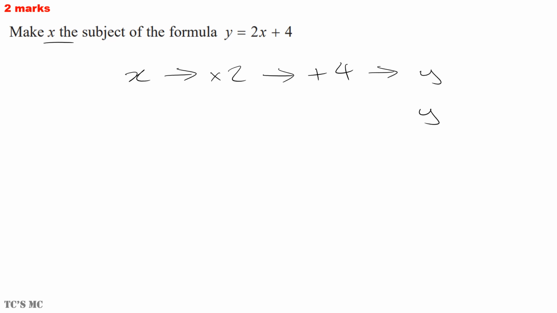Now we're going to go backwards and do the inverse. So subtract 4 and then divide 2, and that gets us x. We now have 1 mark. To get the final mark, we need to write this algebraically. Y subtract 4 is just y subtract 4. Divide 2, we have to write it as a fraction. And now we have 2 marks.